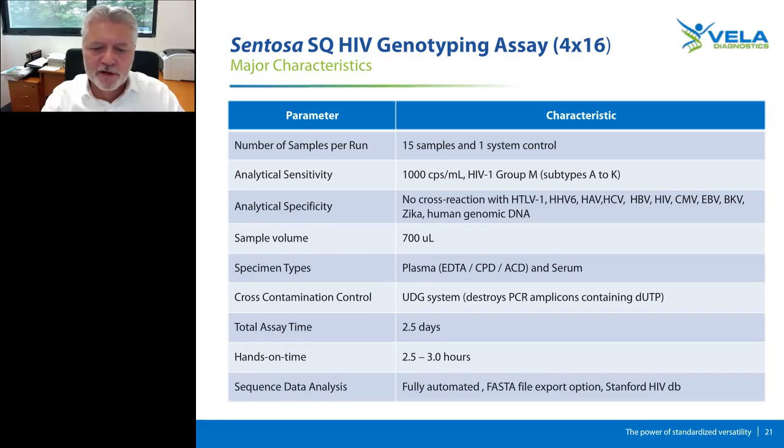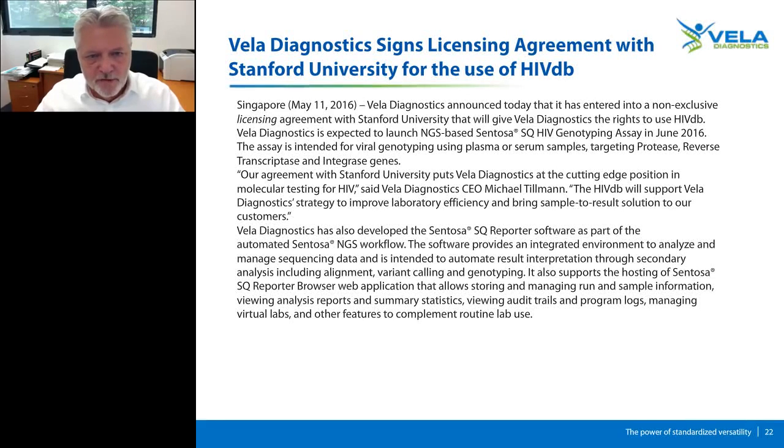And the same as for HCV, it is fully automated. We have an export option for the FASTA file. And in addition, and this is important, we have access to the Stanford HIV database for the detection of drug resistance mutations. Vela has taken, and this is my last slide, a license from Stanford University to get access to their HIV drug resistance database, which is the most important database currently worldwide.